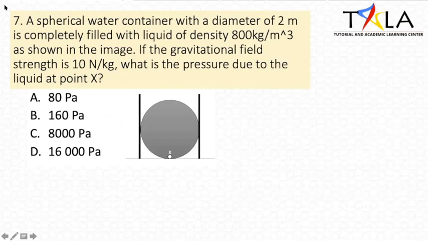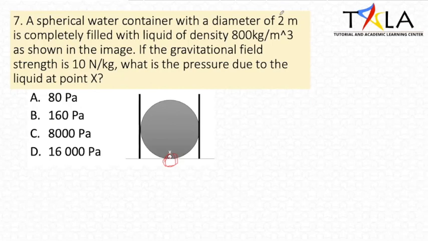Number 7. Next. A spherical water container with a diameter of 2 meters is completely filled with a liquid of density 800 kilograms per cubic meter, as shown in this image. If the gravitational field strength is 10 Newton per kilogram, what is the pressure due to the liquid at point X? So, ang tinatanong lang talaga sa atin dito is, ano daw yung pressure at this point X. How do we solve for this?